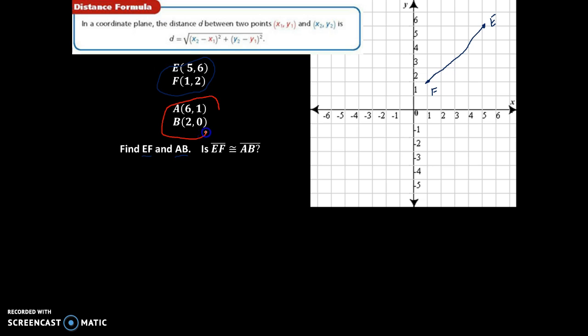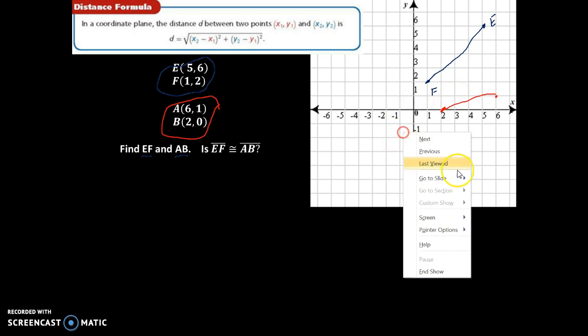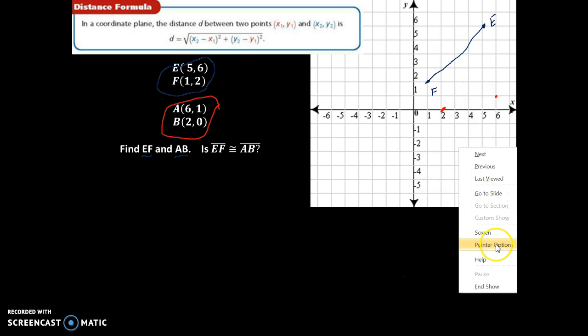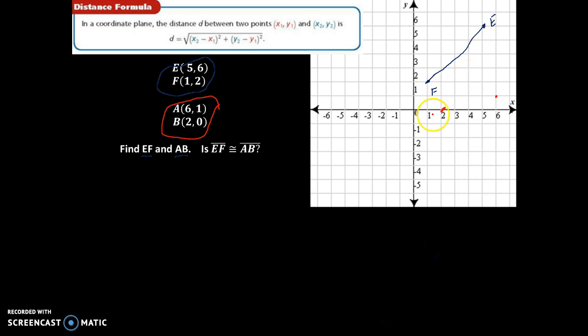Let's now sketch segment AB. So A is over 6 and up 1. B is over 2, and the y-coordinate is 0. Whoops, that did not actually connect very well, so let's try that one more time. That's a little better. So this was A, and this is B.